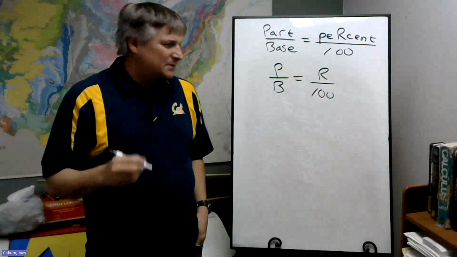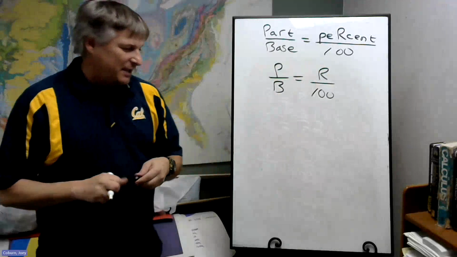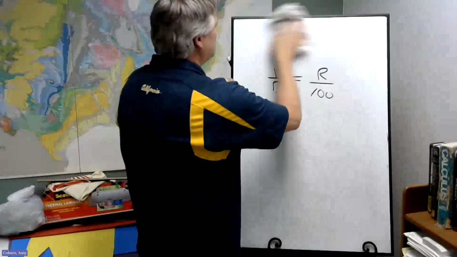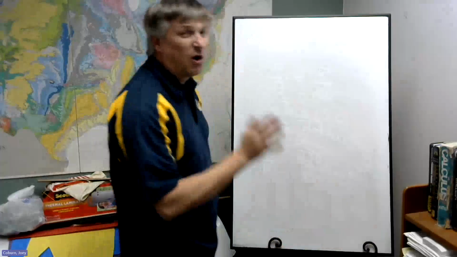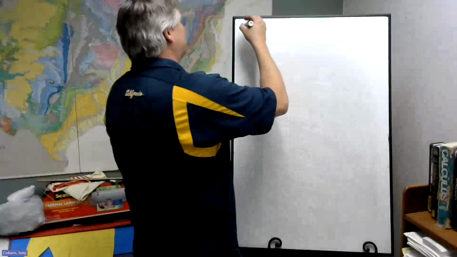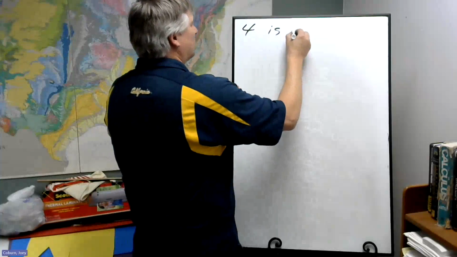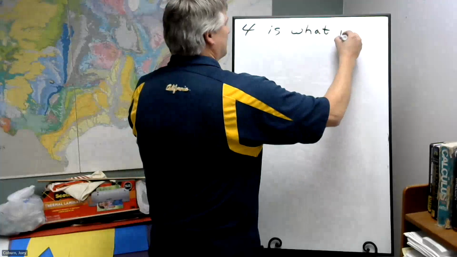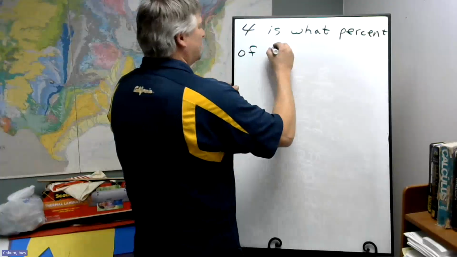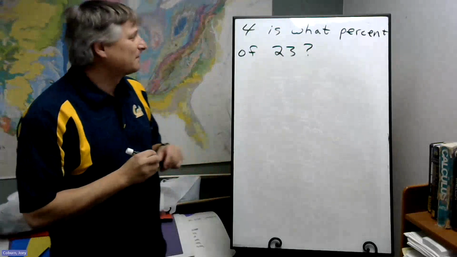So in this case, we're going to consider where we get a part, a base, and we don't get a percent. And, well, let me put the question up here. And we don't have to use, I mean, there are different ways of solving all these types of problems, this version in particular. So we might have something like this. 4 is what percent of 23? Say we have something like that.